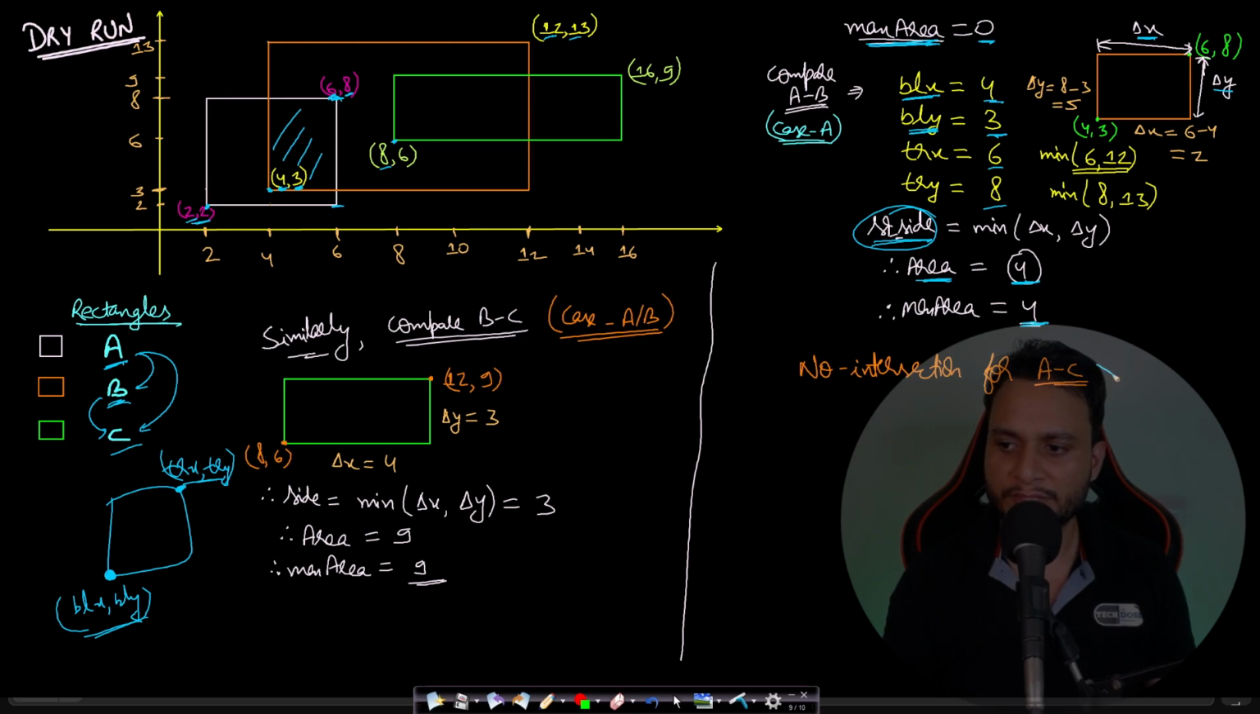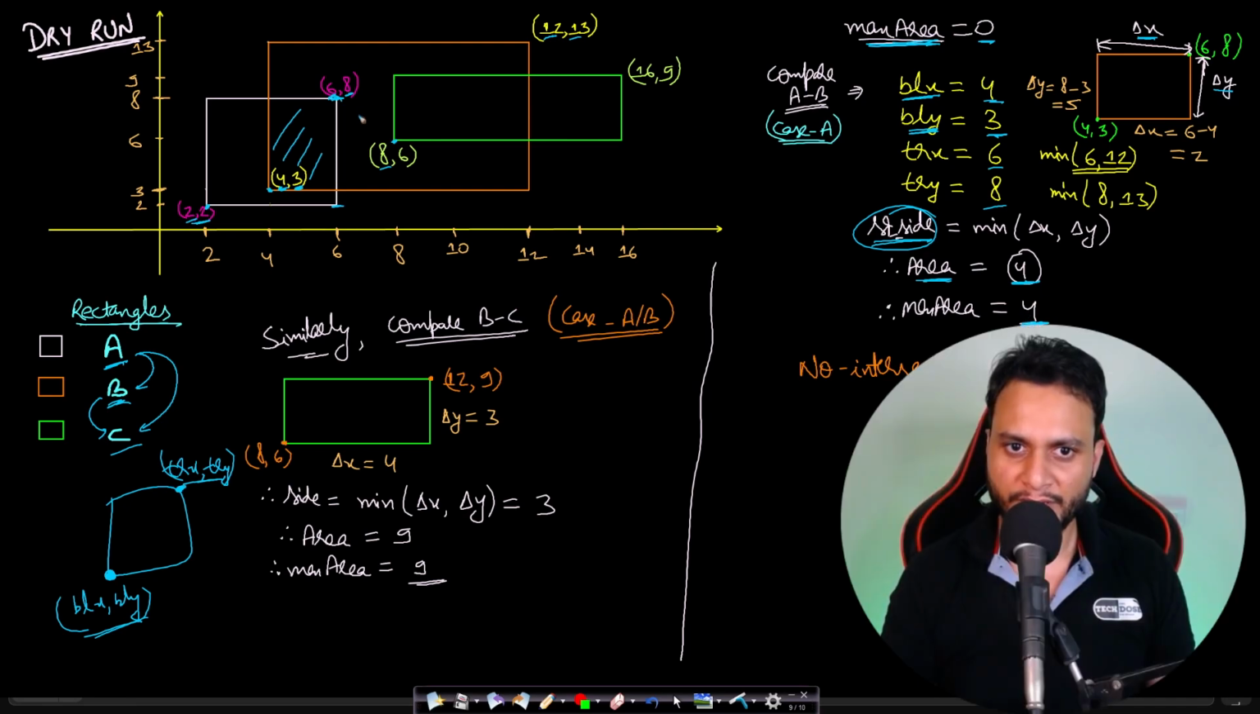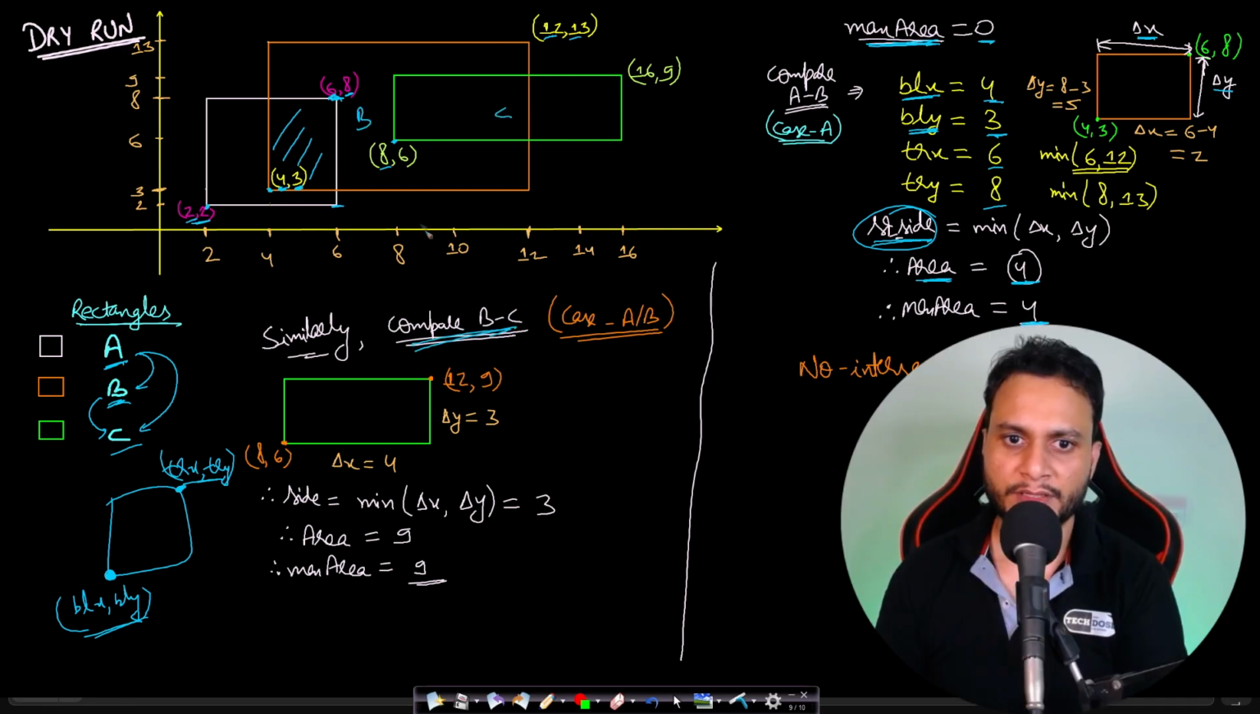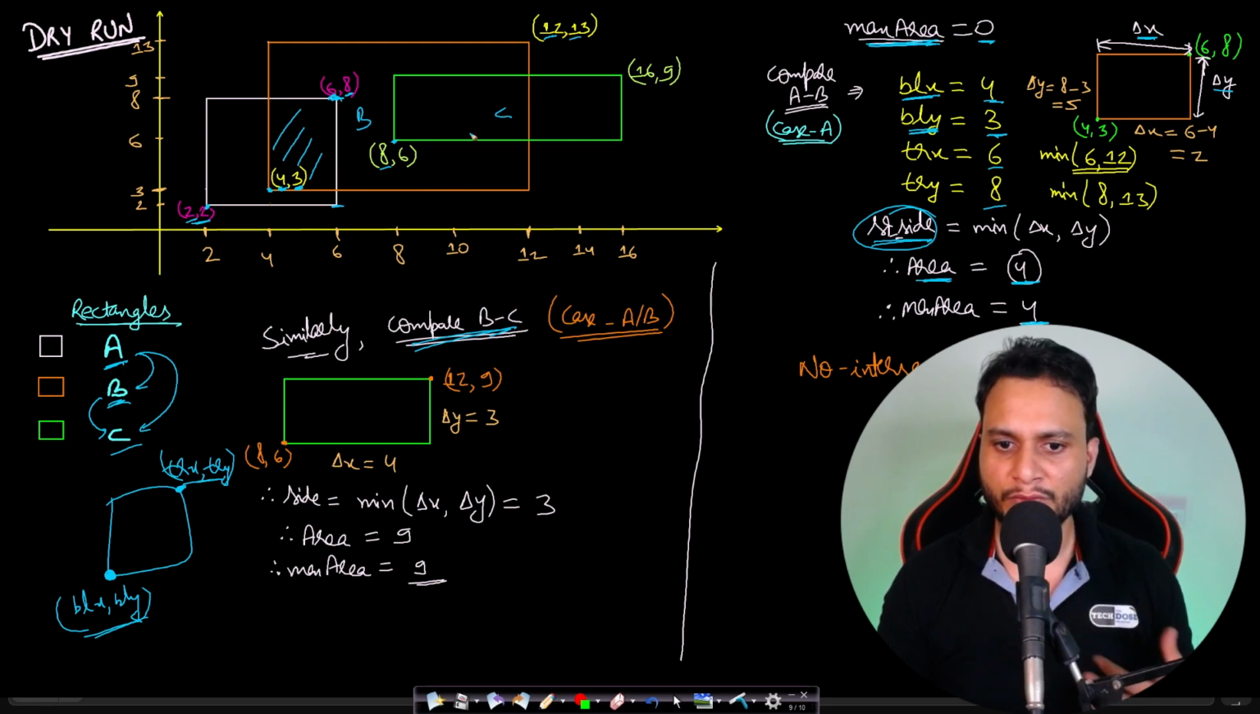So there will be no intersection, so the area contribution will be 0, and therefore the max area will remain 4. Now when I compare this B with C, then it will fit into one of the cases. You can check out which of the cases it fits into, A or B or C. You just check it out.